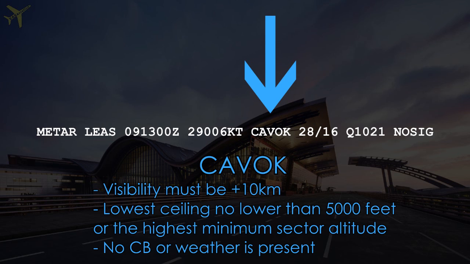The visibility must be 10 kilometers or more. The lowest cloud ceiling must be no lower than either 5,000 feet or the highest minimum sector altitude, whichever is the greater. No cumulonimbus or similar significant weather phenomena must be present. If all these criteria are met, then the code CAVOK will be reported in the METAR.